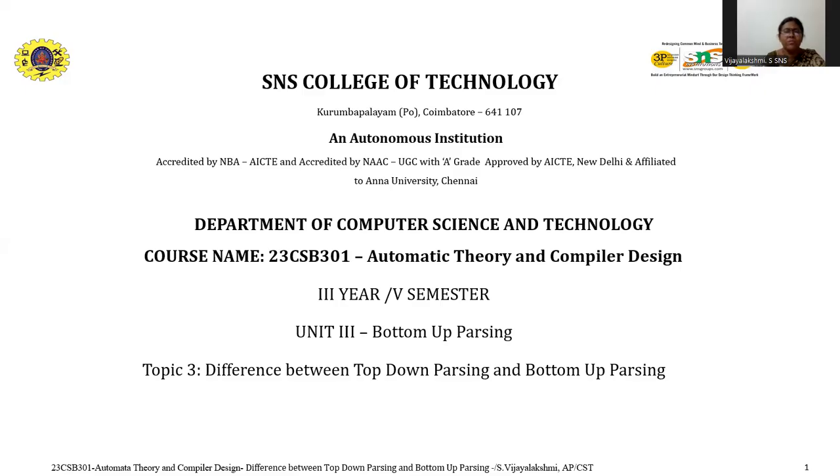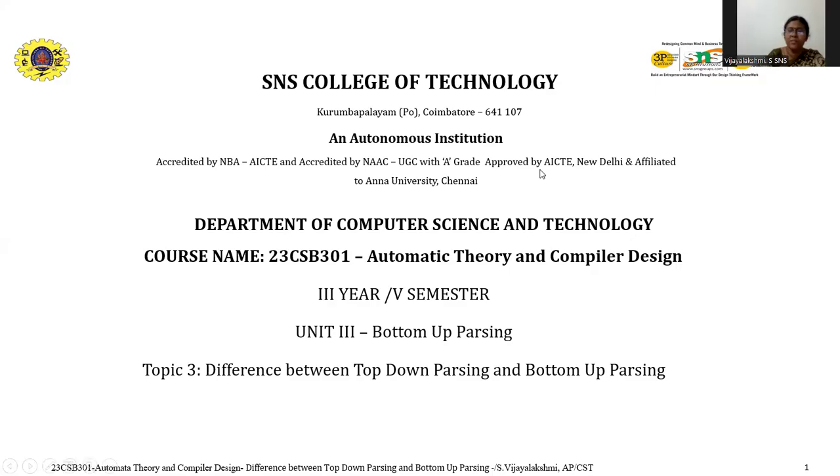Now we are going to discuss Automata Theory and Compiler Design, under the topic: difference between top-down parsing and bottom-up parsing. Under the topic, bottom-up parsing. We already know what is meant by top-down and bottom-up parsing. Now let us summarize that.